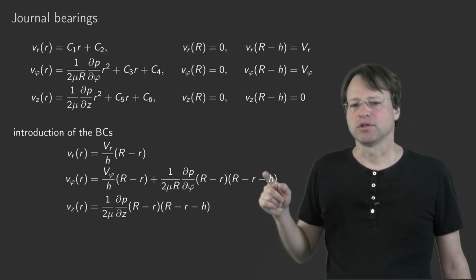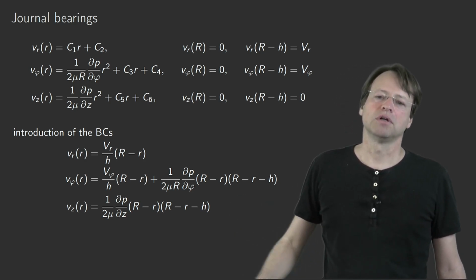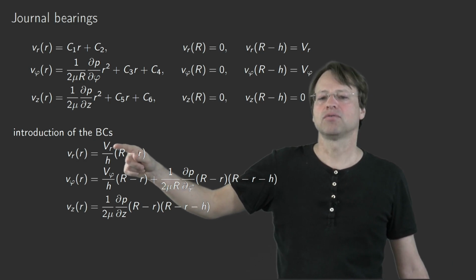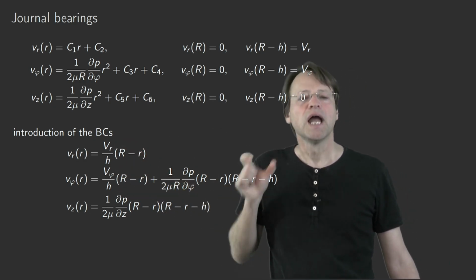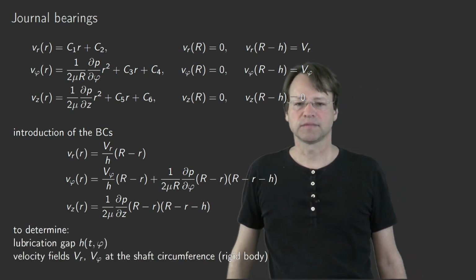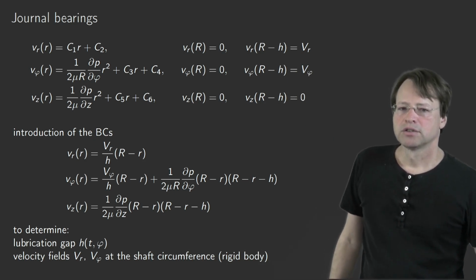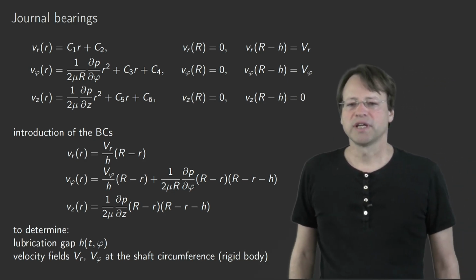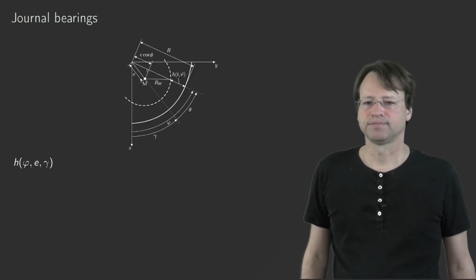So let me recall what we have to determine now. We have to determine the lubrication gap h. We have to determine the two velocity components of the velocity field of the shaft, v sub r and v sub phi, at the circumference of the shaft. That's the task. Okay. So then let's move to the lubrication gap and to some geometric exercise.